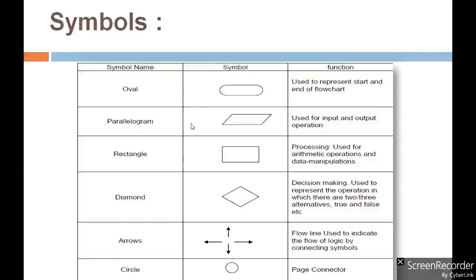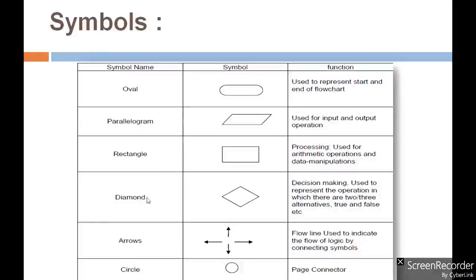Then the second symbol is a parallelogram. It is used for input and output operations. That means if we want to represent an input or output operation in our flowchart, then we should use the parallelogram symbol. After that, the rectangle symbol comes, which is used to show processing. That means arithmetic operations or data manipulation operations are represented using the rectangle symbol.